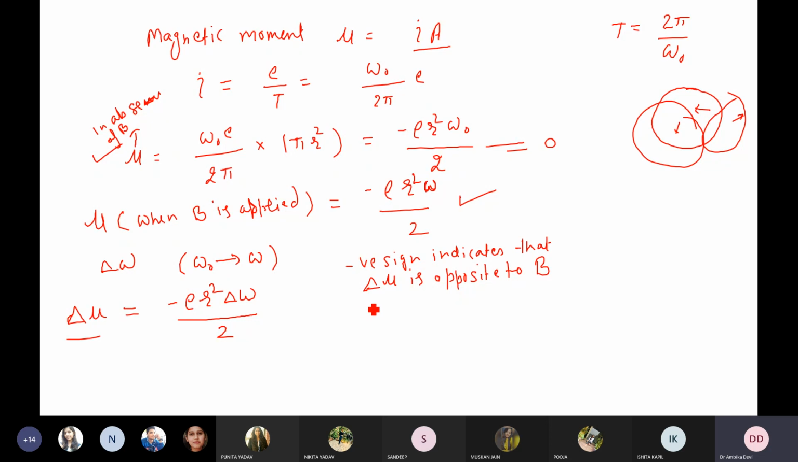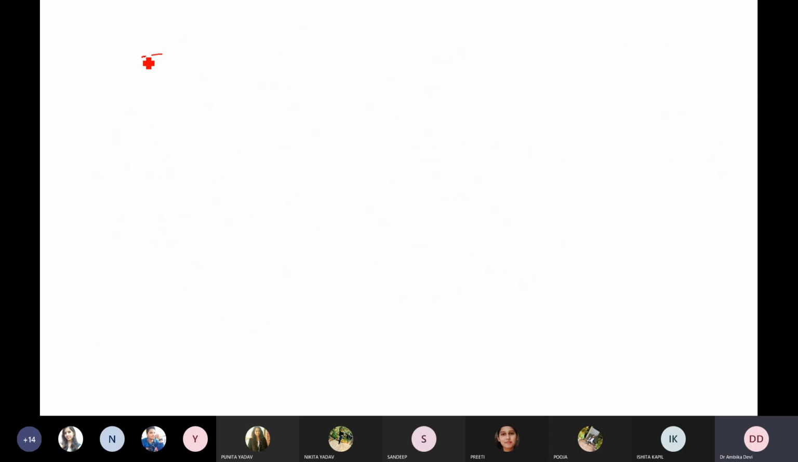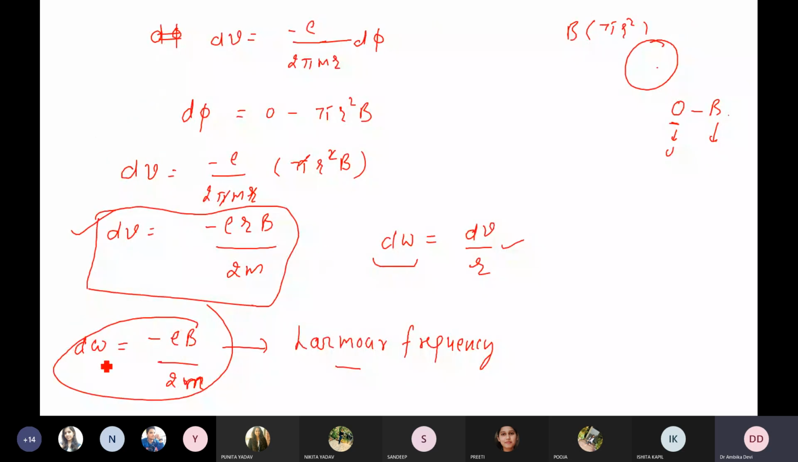Okay. Now, one more thing we need to consider over here. This is the change in the magnetic moment. Delta mu is equal to minus e square R square delta omega upon 2. Now we can substitute the value of delta omega over here. The value of delta omega was this d omega or delta omega 1. This is one and the same thing because it also denotes the change in the angular frequency. So you can write it as delta omega too, don't get confused. Okay. So delta omega is equal to minus eB upon 2m.